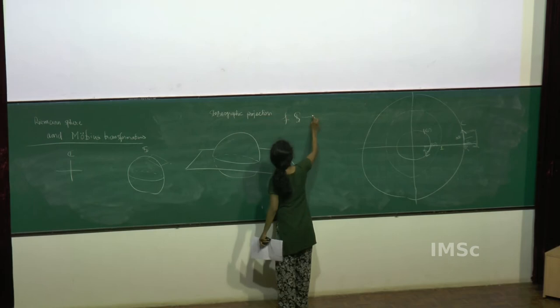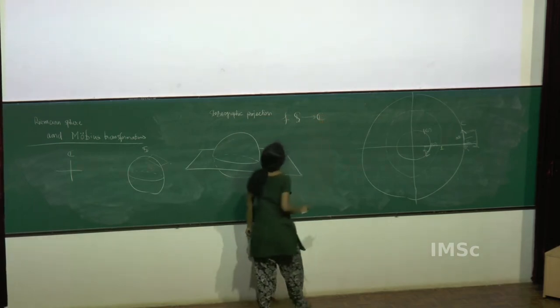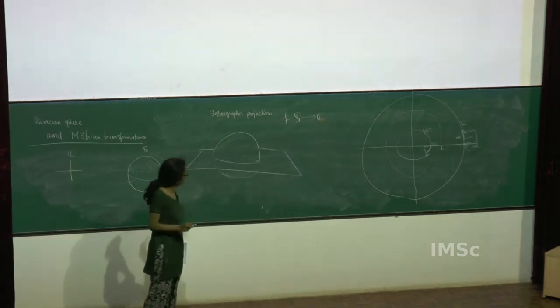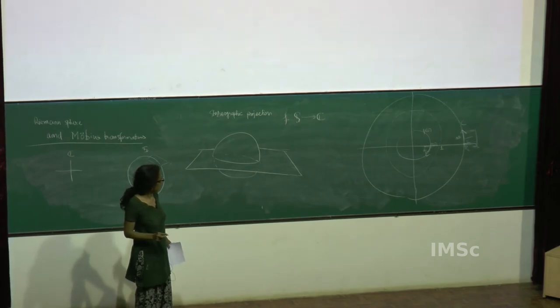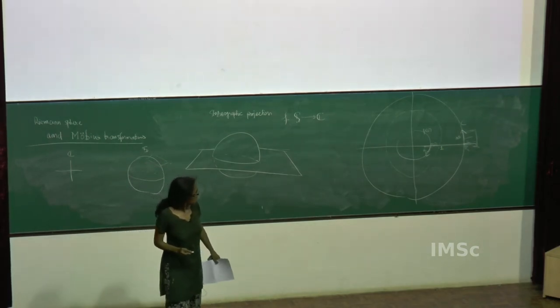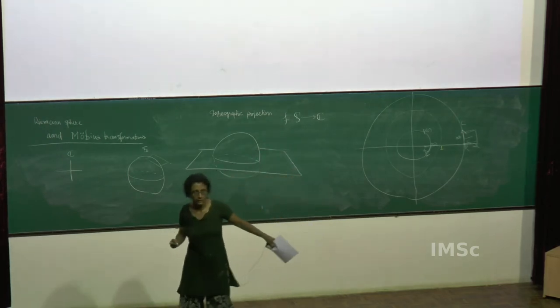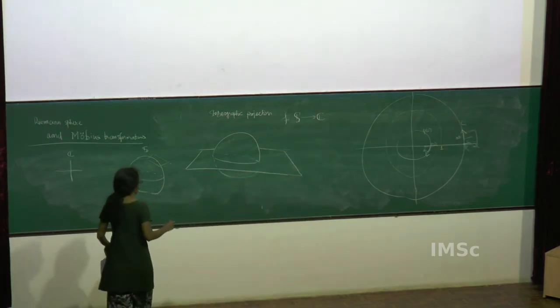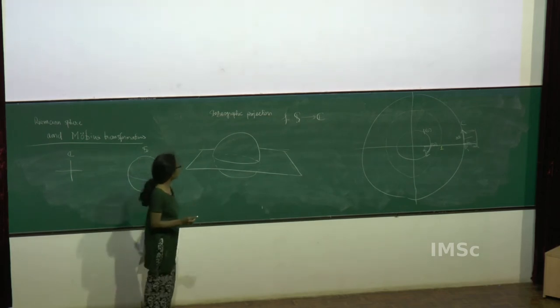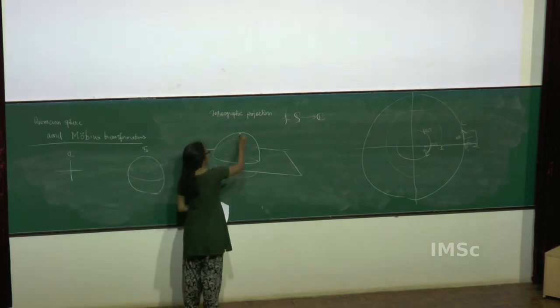So I have to give you a map from the sphere to the plane, except that one of the points is going to map to infinity. But let's get there in a second. And the way I'm going to define this map is take the North Pole.